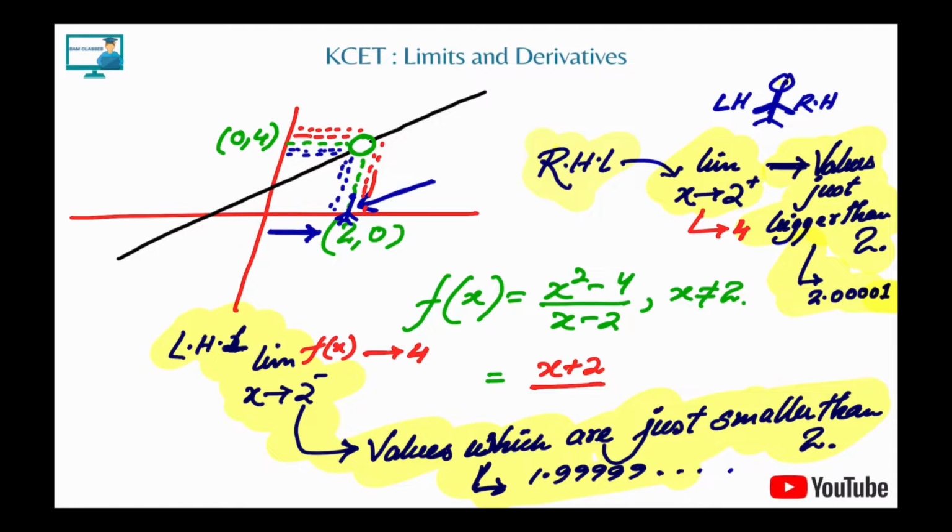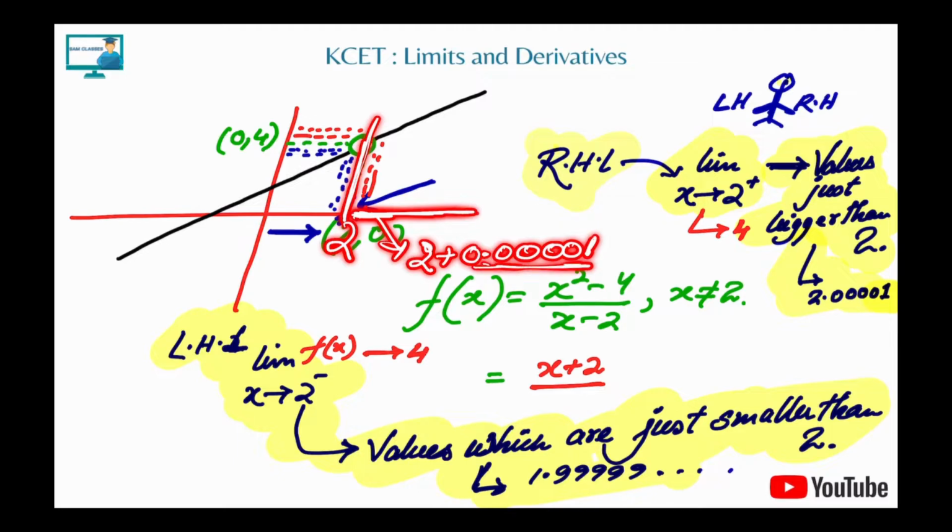Here, let's say we talked about the right hand limit. So basically, right hand limit means what? When you are approaching this value 2 from the right hand side. What do you mean by approaching it from the right hand side? Right hand side means the values which are just slightly bigger than 2, like 2 plus 0.000001. So how bigger is it? Just slightly bigger than 2.